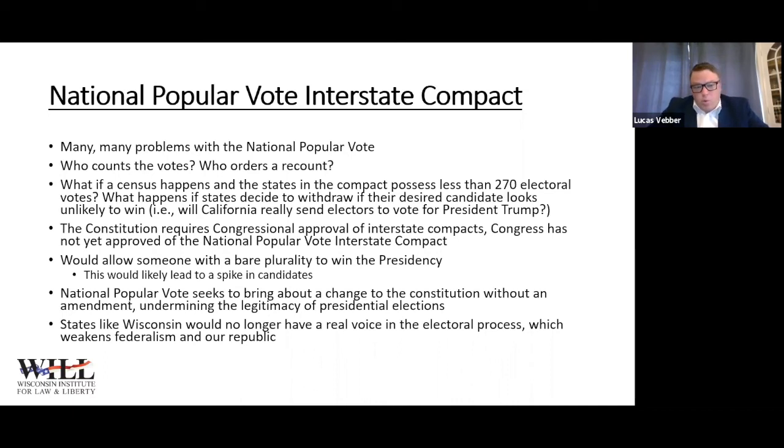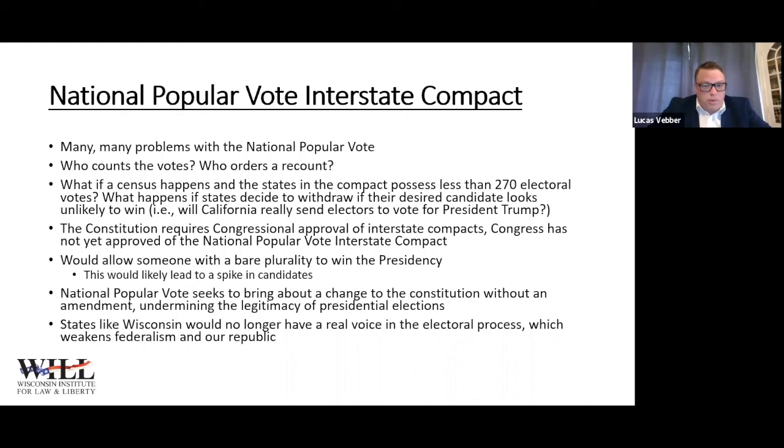Some of the other problems would be what happens if a census occurs and then states in which the compact applies now possess less than 270 electoral votes in the future? What happens if states decide to withdraw if their desired candidate loses? For example, would California really allocate their electoral votes to Donald Trump if he won the popular vote? I don't know.